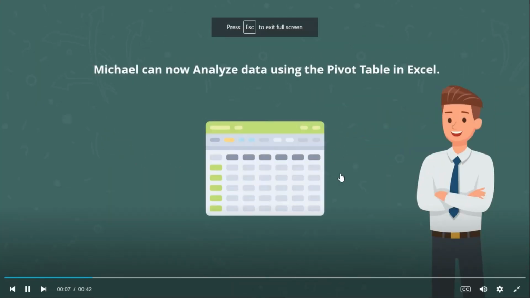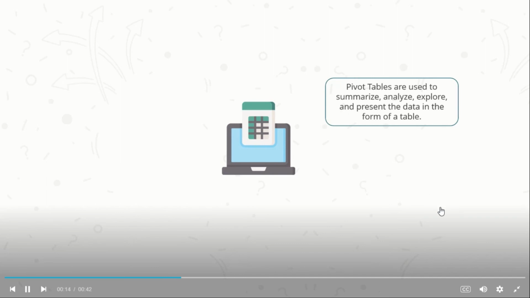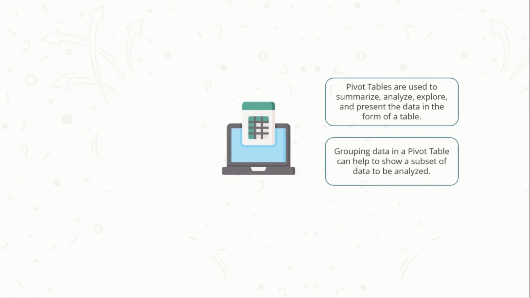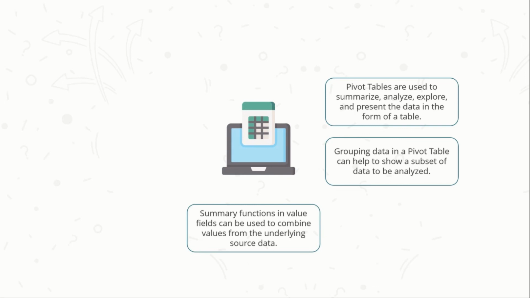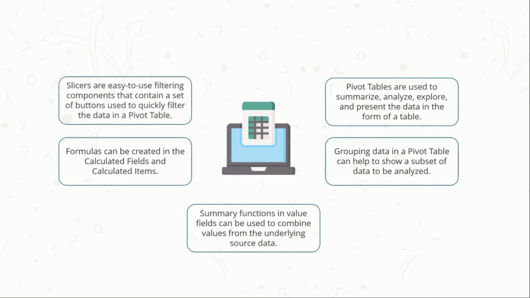Michael can now analyze data using the pivot table in Excel. He learned that pivot tables are used to summarize, analyze, explore, and present the data in the form of a table. Grouping data in a pivot table can help to show a subset of data to be analyzed. In a pivot table, summary functions in value fields can be used to combine values from the underlying source data. Formulas can be created in the calculated fields and calculated items. And finally, he learned that slicers are easy-to-use filtering components that contain a set of buttons used to quickly filter the data in a pivot table.